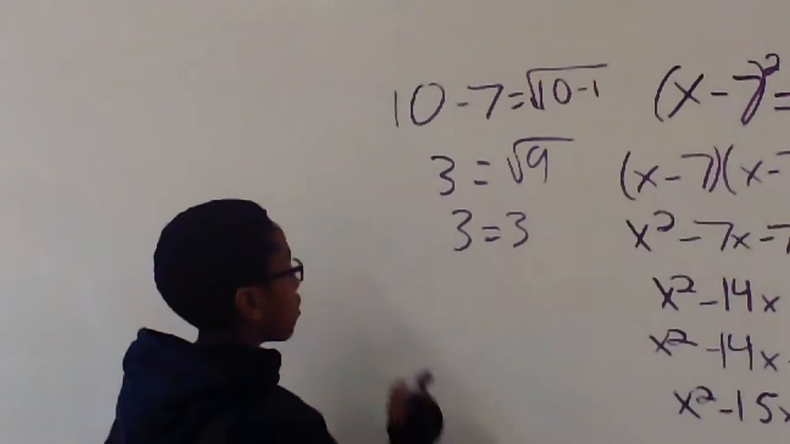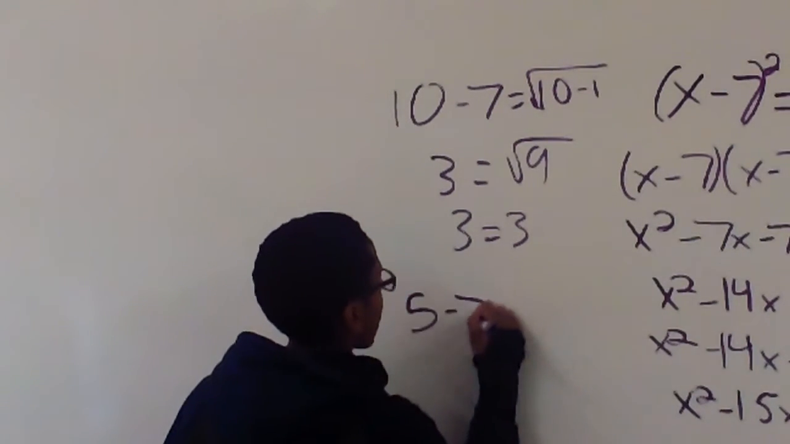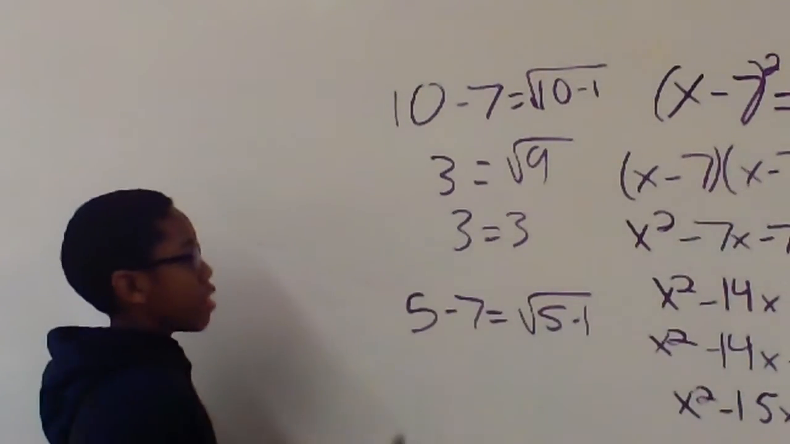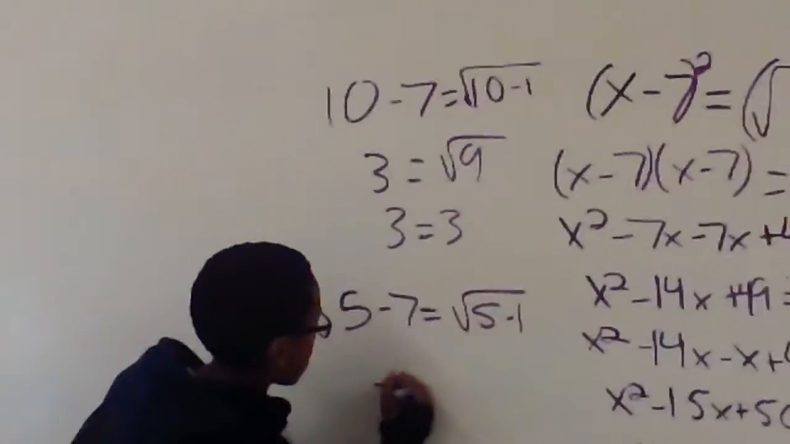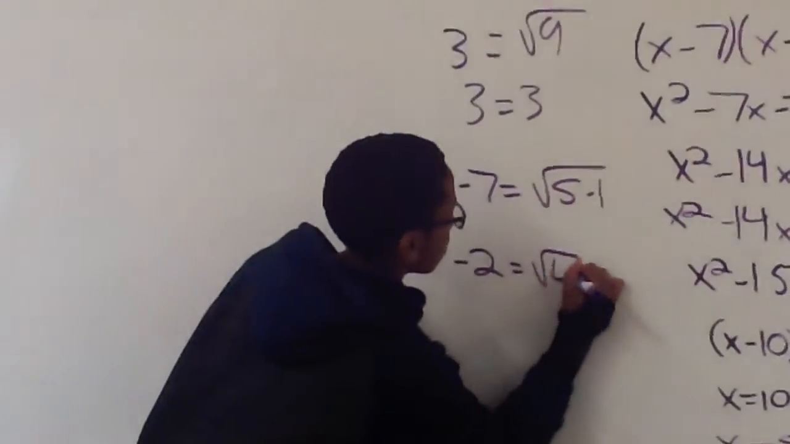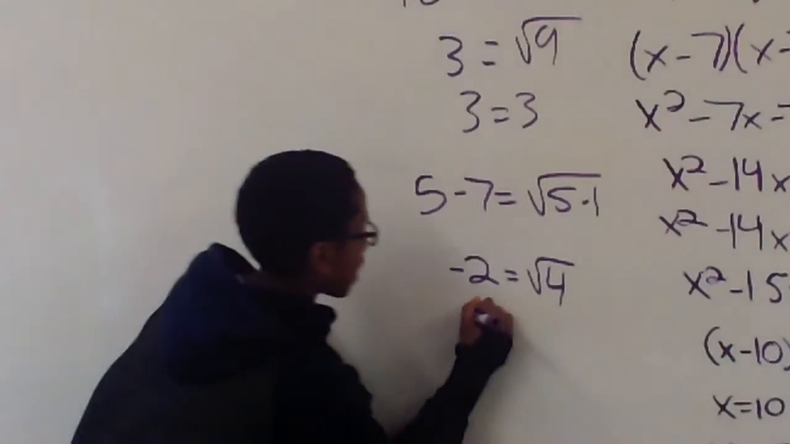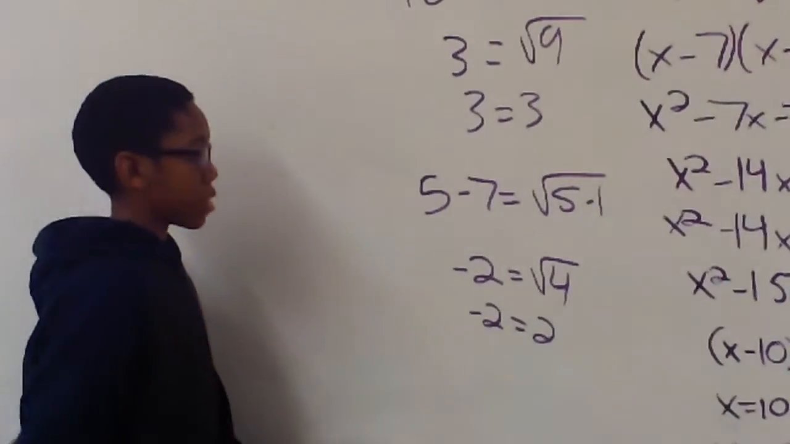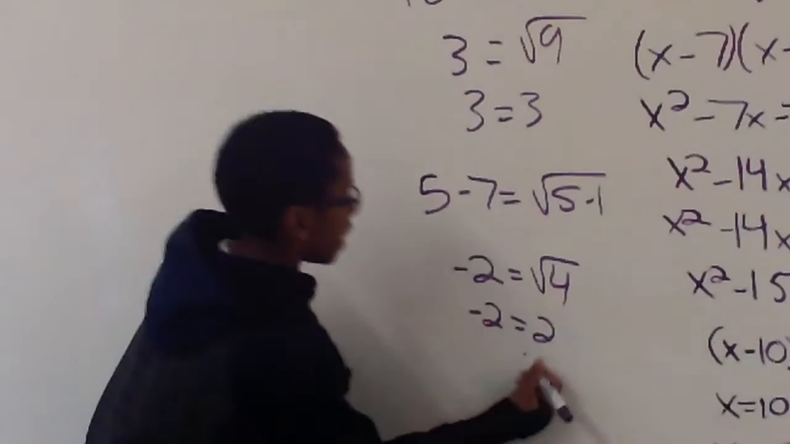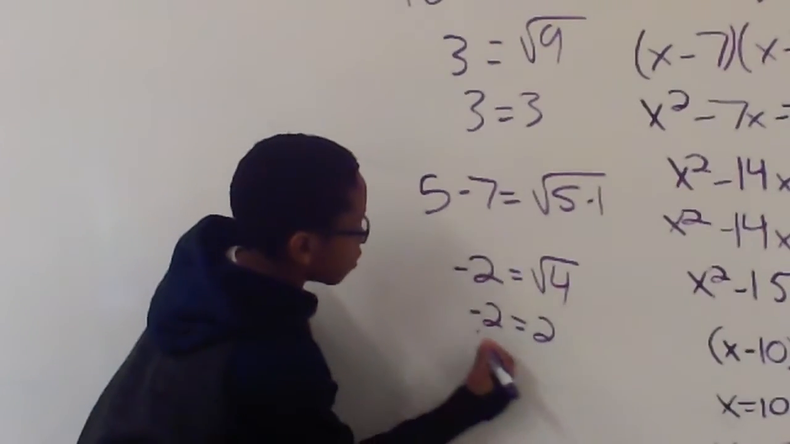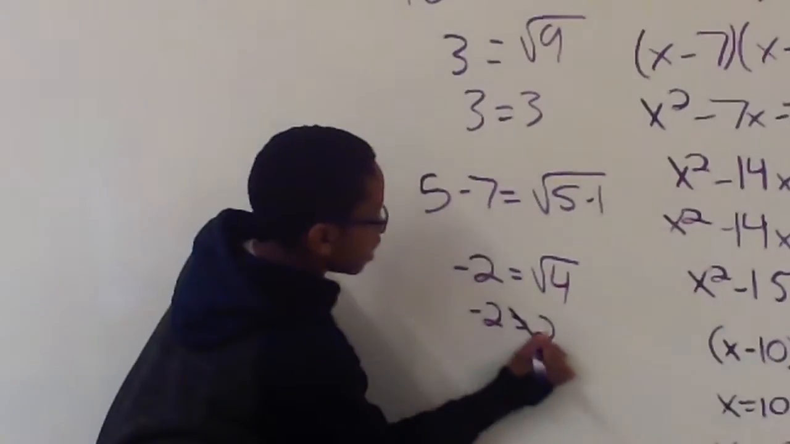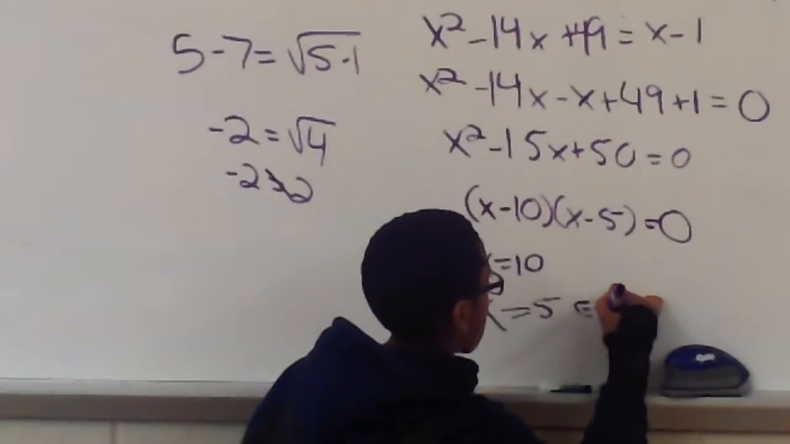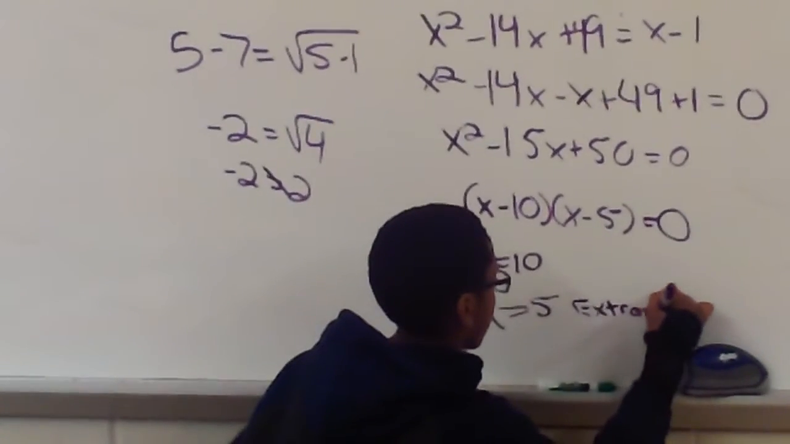Now, for x equals 5, you get 5 minus 7 equals the square root of 5 minus 1. Now you can simplify this side, which becomes negative 2, and this side becomes the square root of 4, which is 2. Negative 2 equals 2? That doesn't make sense, because the square root of a number can never equal a negative number. Negative 2 does not equal 2, meaning this solution is extraneous, meaning it does not work. It's not a real solution to the equation.